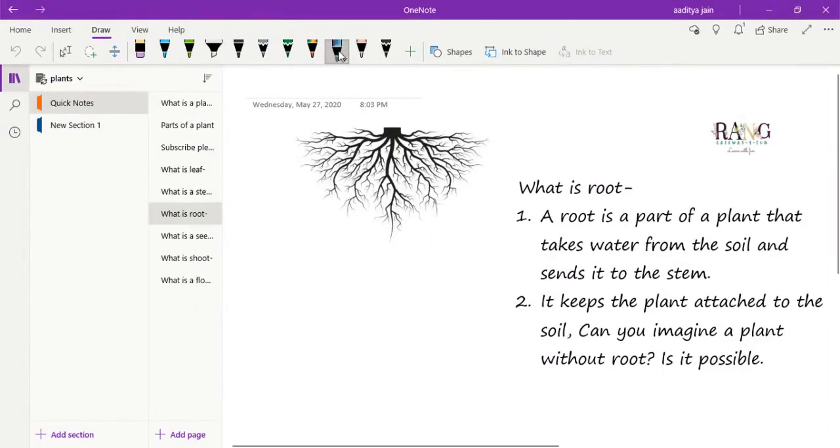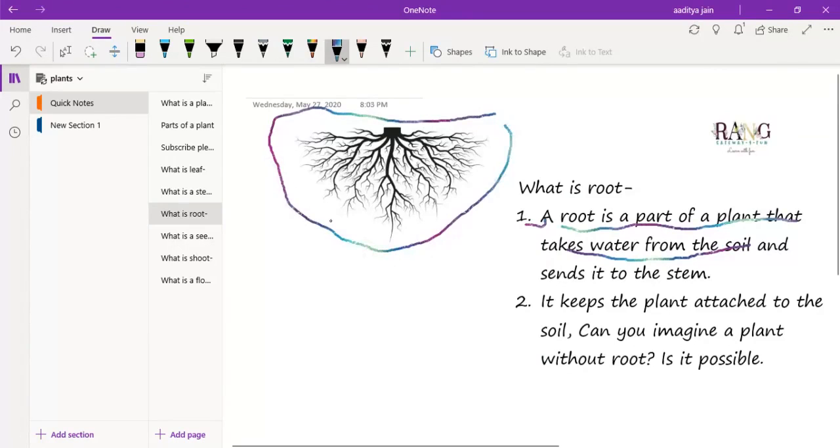So kids, what is a root? A root is a part of a plant that takes water from the soil and sends it to the stem. This is a root. The water enters into it from here. See, this is the water. It absorbs all the water and then it goes like this into the stem. So kids, can you live without drinking water? I guess you cannot. In the similar way, plants can also not live without water. It keeps the plant attached to the soil.